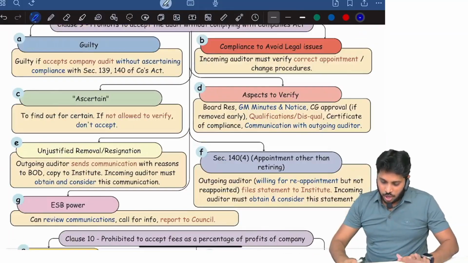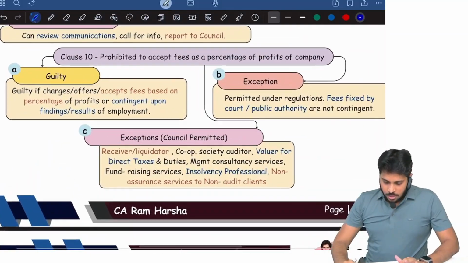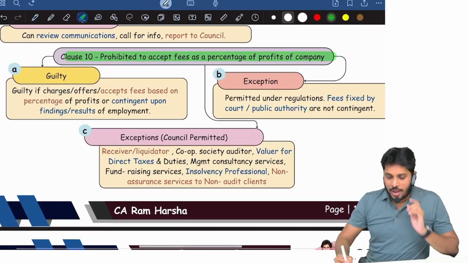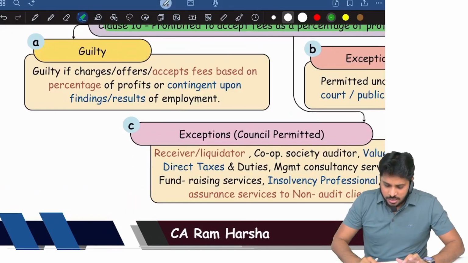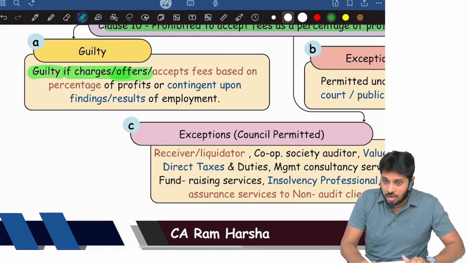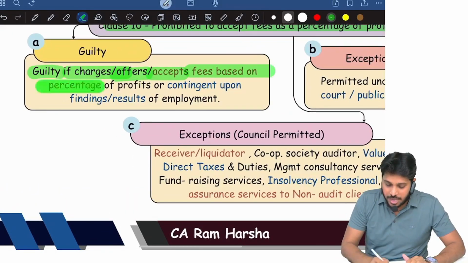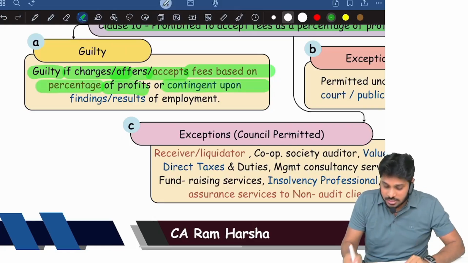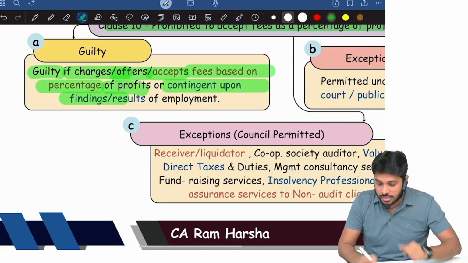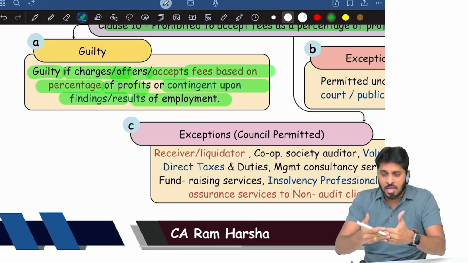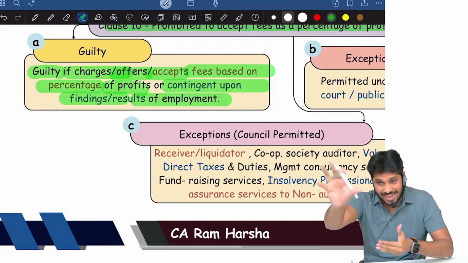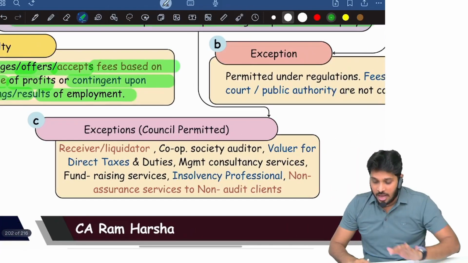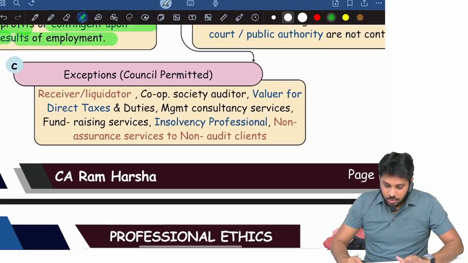Next. Clause number 10. You are prohibited to accept fees as a percentage of profits of the company. Like a CA is guilty if at all he is charging or offering services or accepting fees based on percentage of profit, or which is contingent upon findings or result of employment. Nothing but if at all you are charging fees which is contingent in nature, or if you are charging fees as a percentage of an activity rendered, that is prohibited. However, there are exceptions. Okay, there are exceptions.